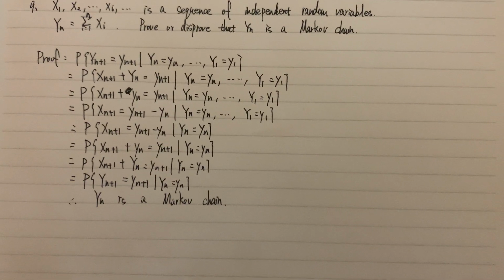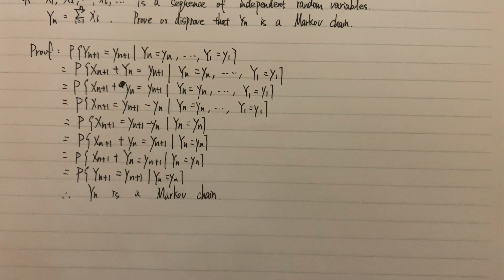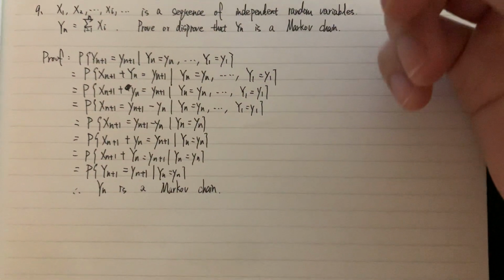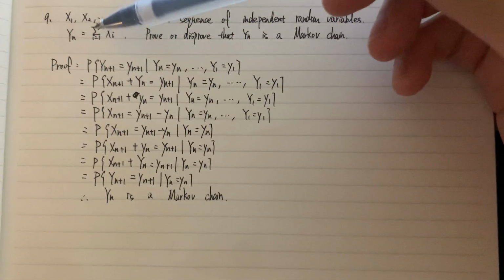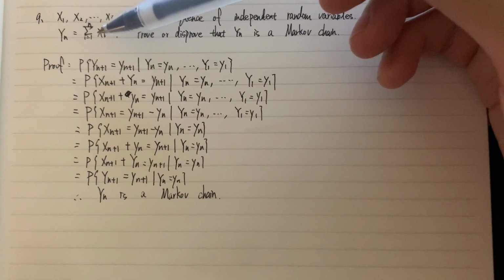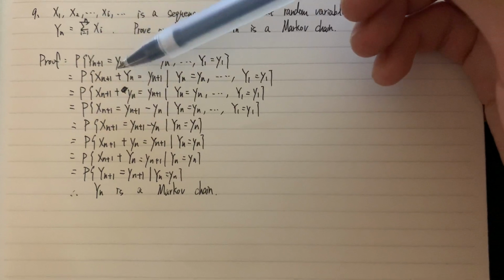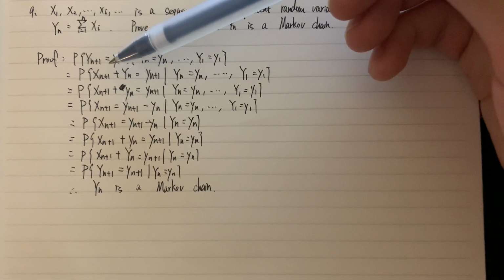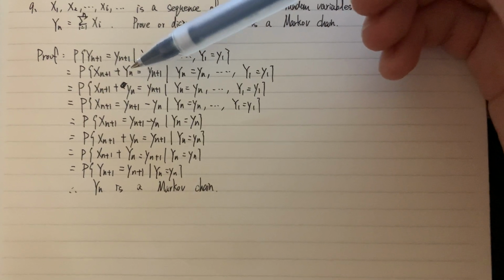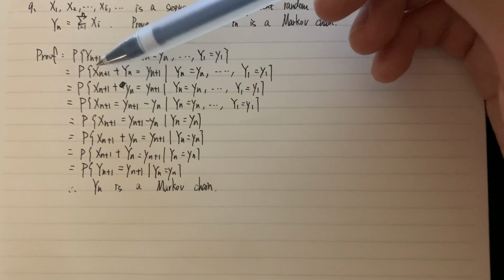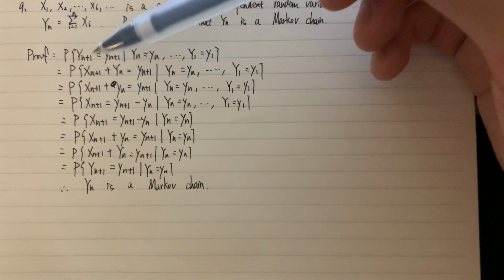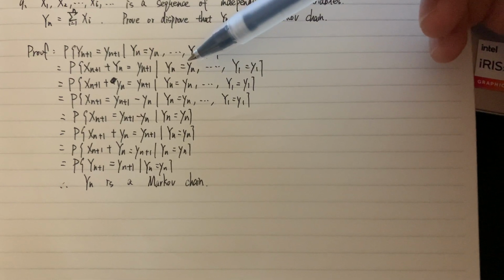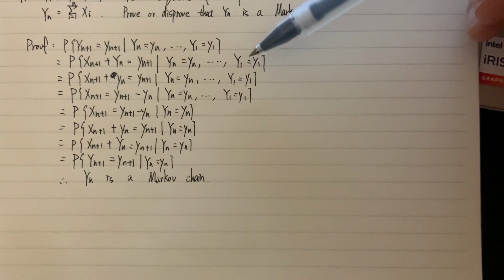So for the proof, we have to calculate the probability of capital Y of n plus 1 equals y of n plus 1, given capital Yn equals yn to capital Y1 equals y1. Since we know that Yn equals the summation of Xi, i equals 1 to n, capital Y of n plus 1 is equal to the sum of capital Yn and capital X of n plus 1, and this is equal to the probability that Y of n plus 1 equals small y of n plus 1, given Yn equals yn to Y1 equals y1.